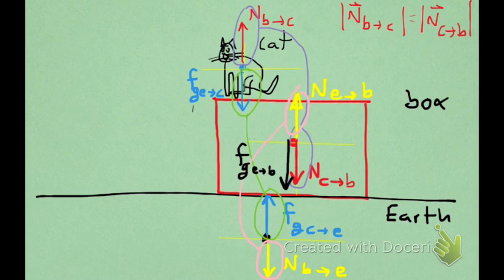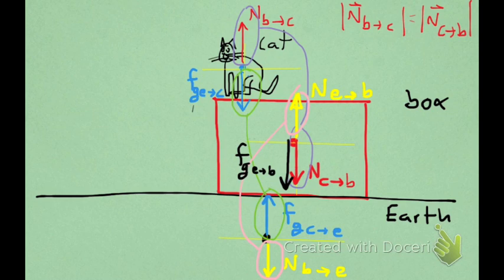The final force acting on the box is the gravitational attraction between the box and the Earth. The Earth is attracting the box. That puts a force downwards towards the center of the Earth. We're going to call that the force of gravity of the Earth acting on the box.